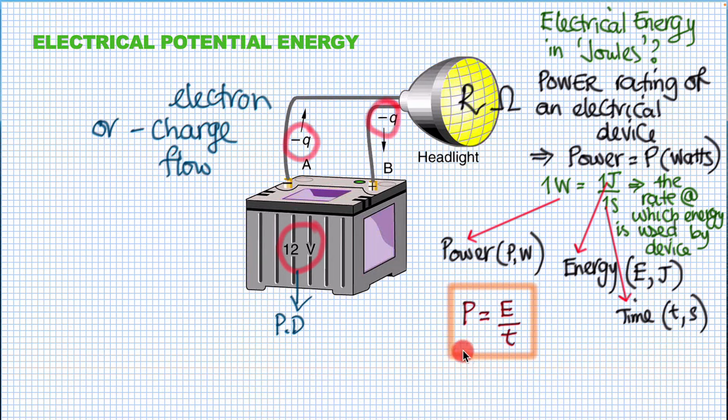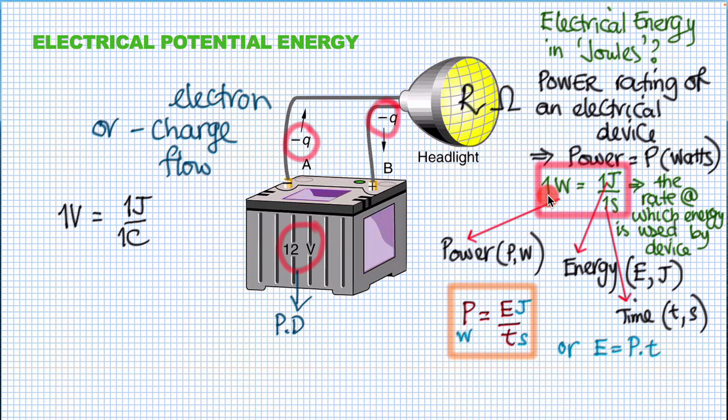So now we can think about power, or the power rating in watts, as energy divided by time, or alternatively we can think about energy as power times time. There's your watt, there's your joule, there's your second.